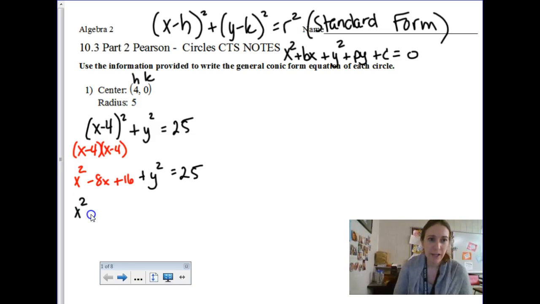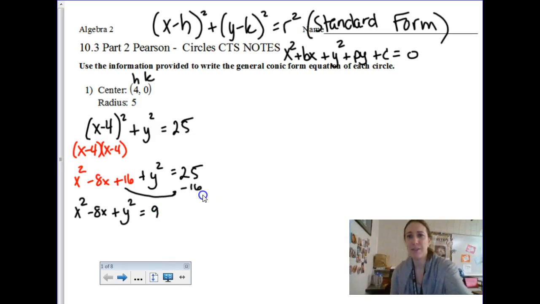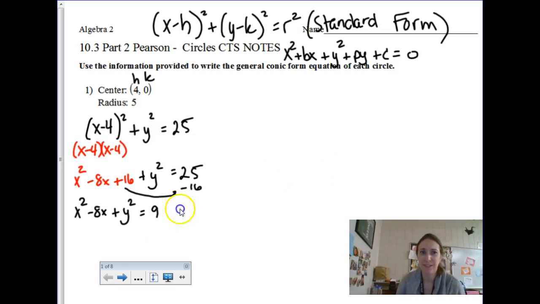It doesn't really matter. But the next thing I'm going to do is subtract this 16 over and combine it with this constant. I personally like when general conic form has the constant on the right-hand side. It is up to you. I will accept either answer if I could subtract, so it equals 9. So I think you can tell by now that general conic form doesn't really tell you anything. It's kind of awful, in fact.